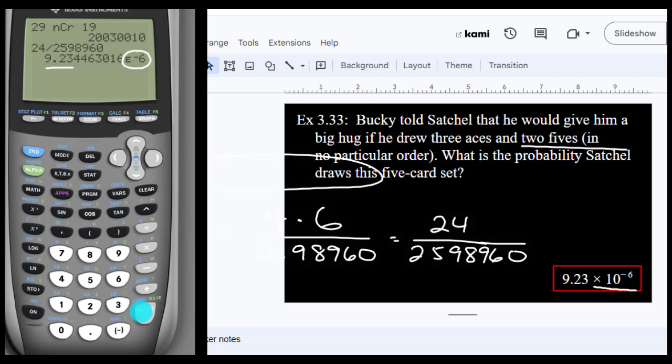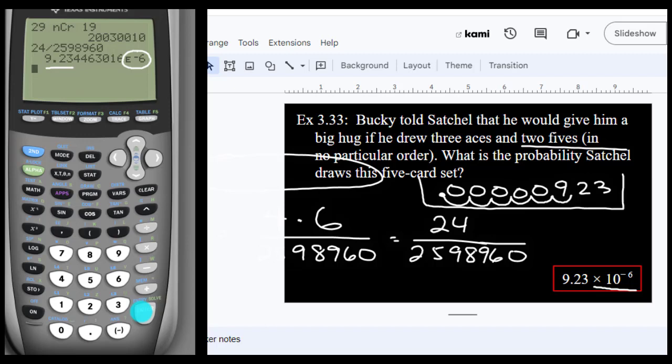If you remember back to math, whenever you took an algebra-ish class, 9.23 times 10 to the -6th power means this getting divided by 10 a whole bunch of times, and we move the decimal point over to the left 6 spaces. So 1, 2, 3, 4, 5, 6. And all those spaces that we move it get filled in with zeros. So that number is actually 0.0000923, which means it is an incredibly small probability that this 5-card set gets chosen randomly. It's just not going to happen very often.